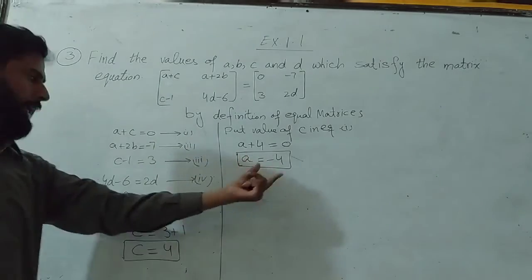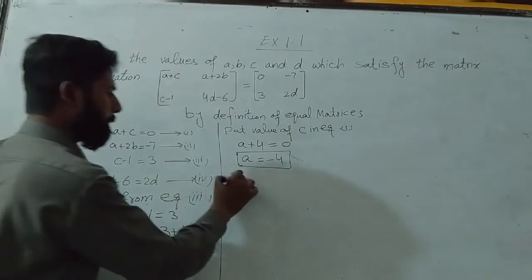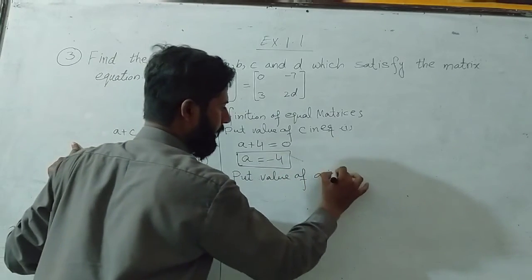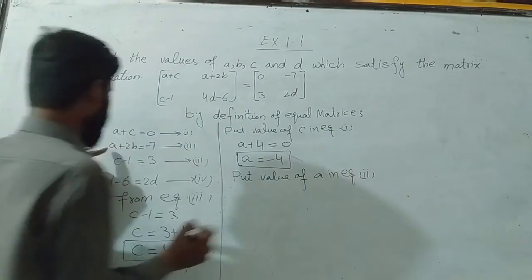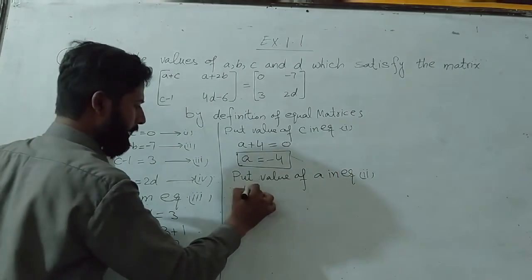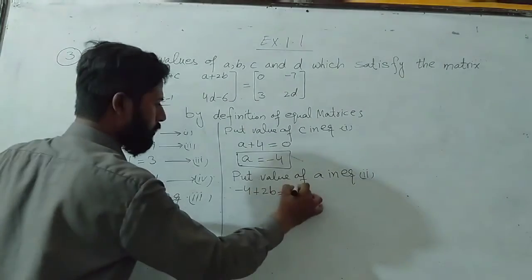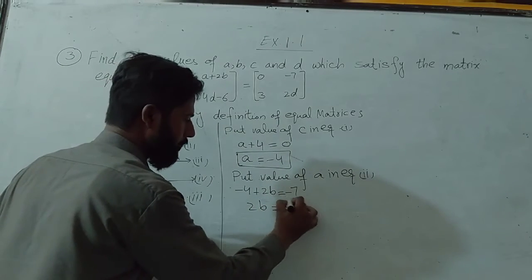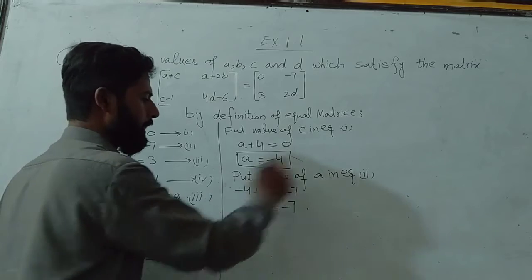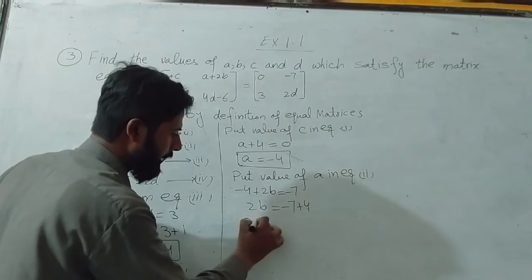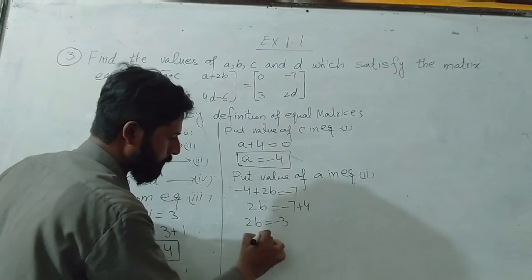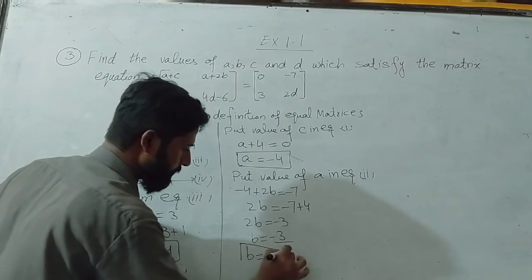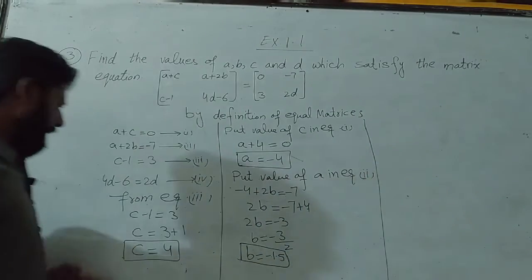Now if we put this answer A in equation 2, we will get the value of B. So we will write here, put value of A in equation 2. So in place of A we will write its value, that is minus 4 plus 2B is equal to minus 7. Now this minus 4 we will take to the other side. In order to get the value of B, minus 7 as it is, this minus 4 when we take it to the other side it will become plus 4, and 2B is equal to minus 3. So B should be equal to minus 3 by 2, which means that B is equal to minus 1.5. Now we have the values of A, B and C.